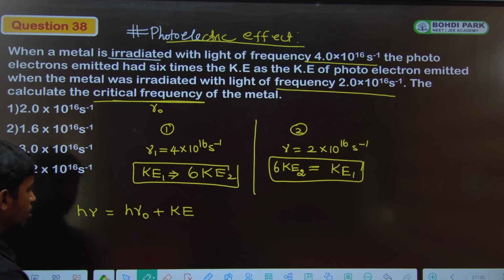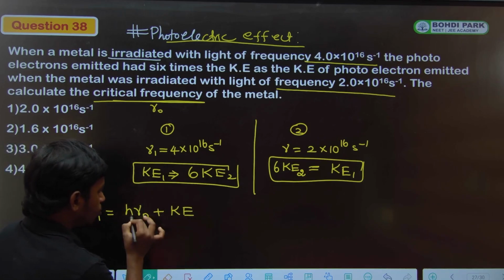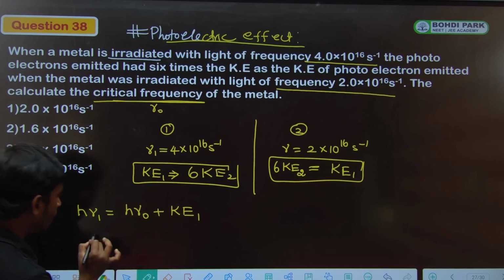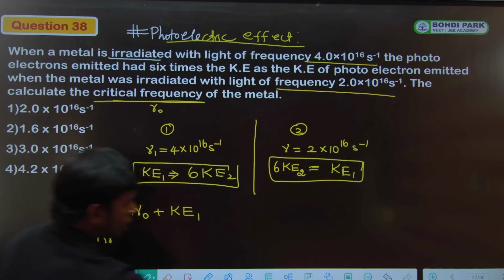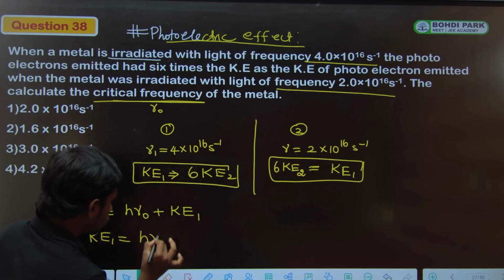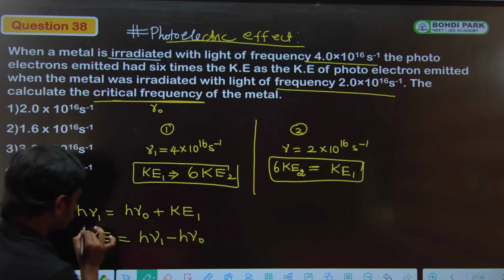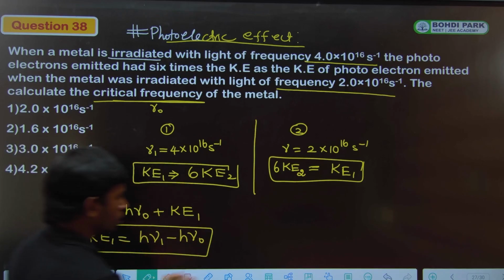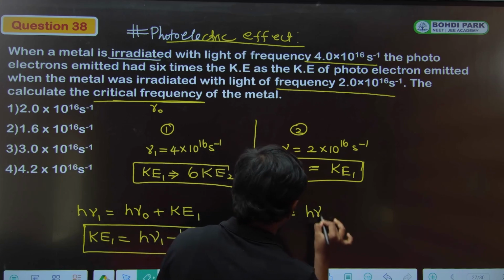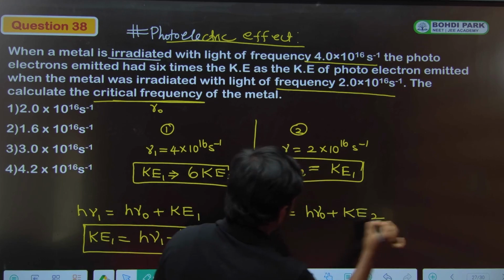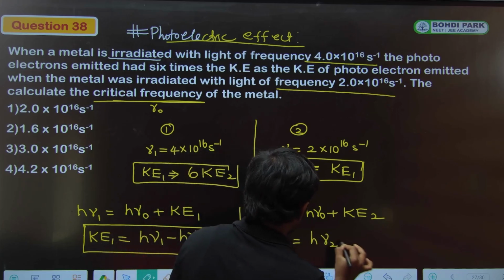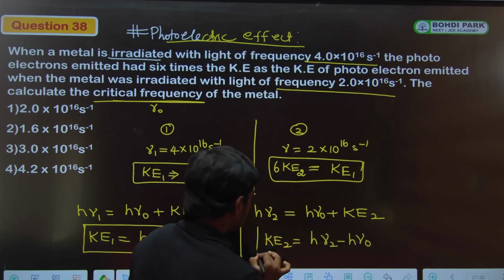Now we can take them separately. This is h mu 1 is equal to h mu naught plus ke1, where h mu naught is constant, the work function constant for a metal. So kinetic energy 1 is equal to h mu 1 minus h mu naught. This is equation number 1. Next, h mu 2 is equal to h mu naught plus kinetic energy 2, so kinetic energy 2 is equal to h mu 2 minus h mu naught. This is equation number 2.